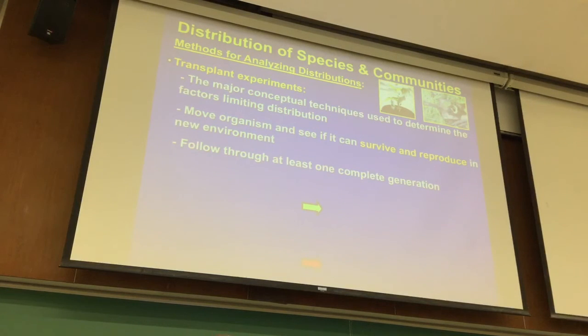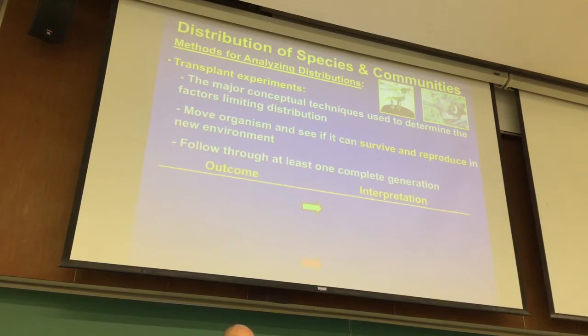If I take it from here and I put it over here, a transplant has to be generated by two events. First, the organism must survive, and then it must be able to reproduce in the new habitat for a transplant to be successful. Survival does not mean that the transplant is successful. It must reproduce as well in the new habitat. Okay? Those are the two diagnostic characteristics of a successful transplant. And then you've got to follow it through at least one generation.